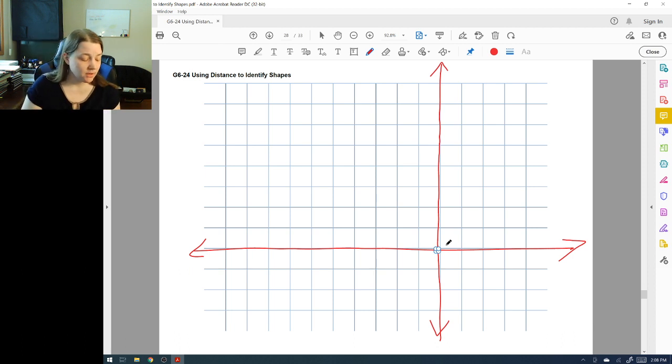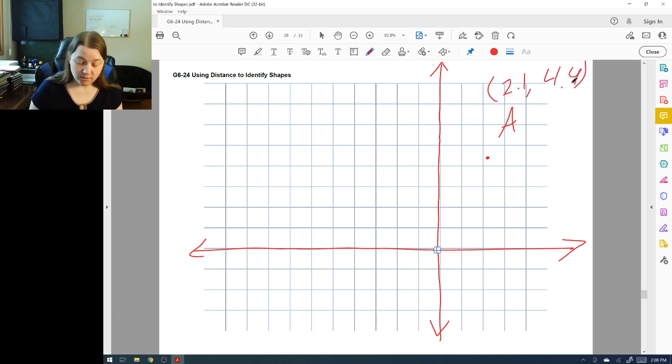Point A was 2.1, 4.4, so I'm going to run 2 1/10, which is just a little bit more than 2, and then jump up 1, 2, 3, 4. 0.4, which is just under half. So it's going to get kind of hard to be precise here. We're going to do the best we can. This is going to be point A, 2.1, 4.4.